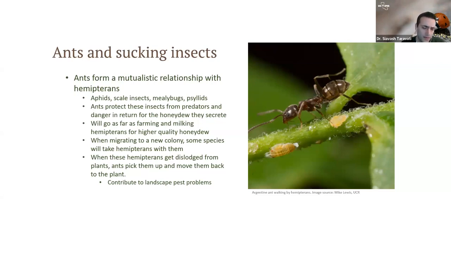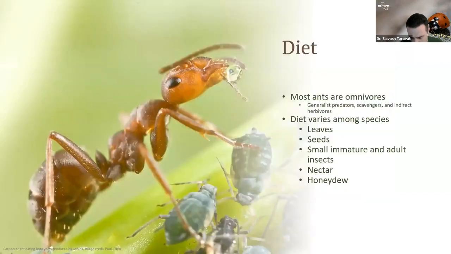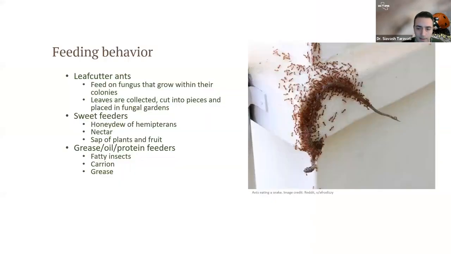And I already mentioned that they protect pests against natural enemies. Most ants are omnivores, meaning that they feed on a lot of stuff. They can prey on some worms and larvae, but they're also scavengers, and they feed on plants too, on seeds and other parts of the plants that you can see here. Some examples: leafcutter ants feed on a fungus that they grow inside their nests on leaves.